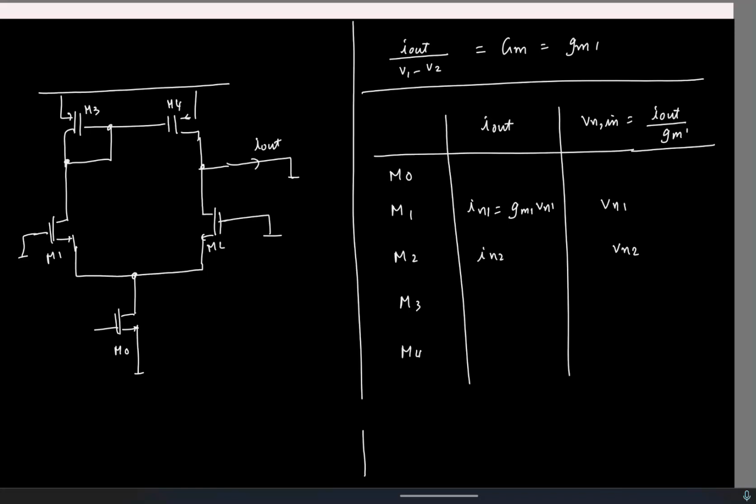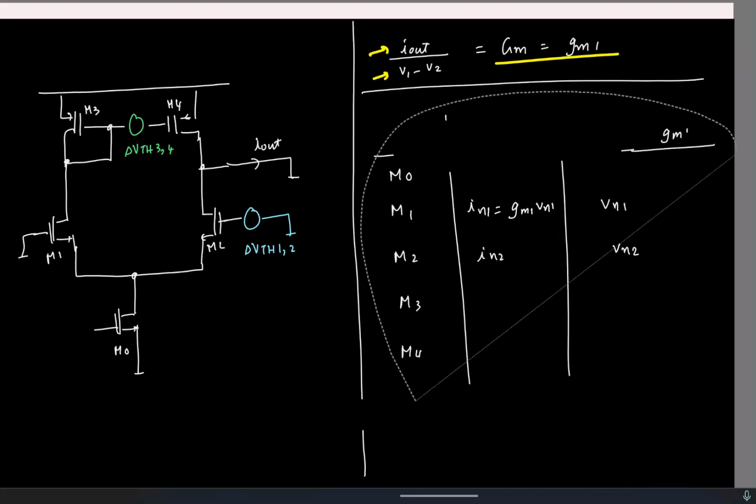And any mismatch in the threshold voltages of these two guys, I'll model it using a voltage source delta VTH12. Similarly, for M3, M4, I'll model it using another voltage source delta VTH34. Okay. So now my goal is to find the output current due to these two guys divided by the transfer function from input to the output, and the transfer function from the input to the output is already known. It's a short circuit GM. So that is fine. So the only goal is to find the current now. Let's quickly do that.